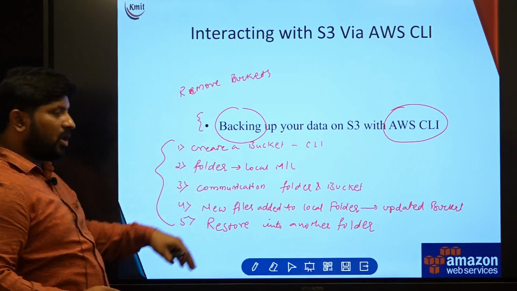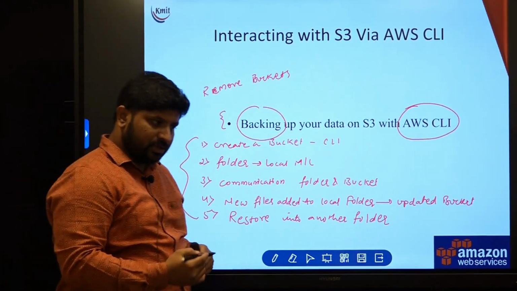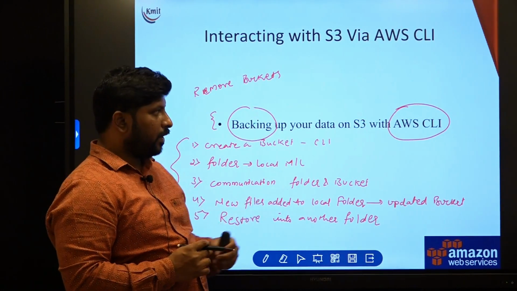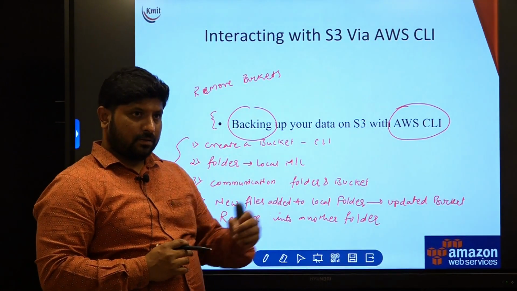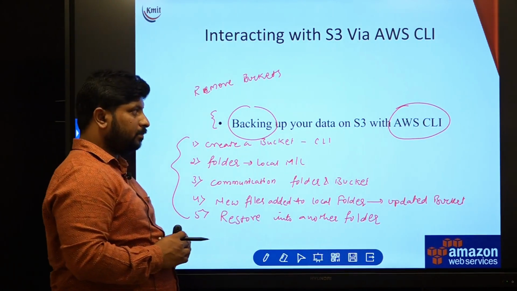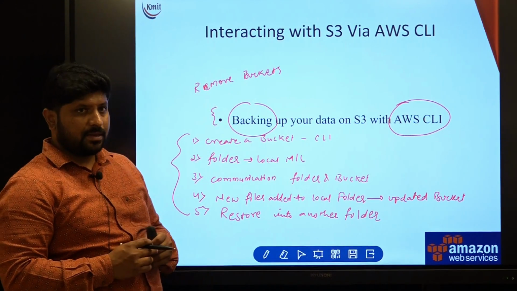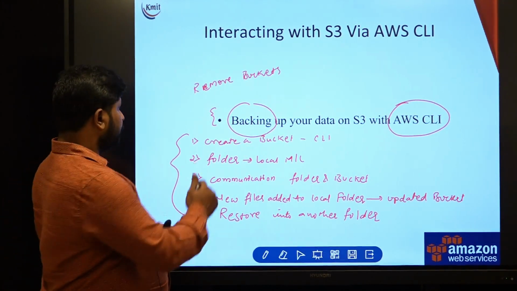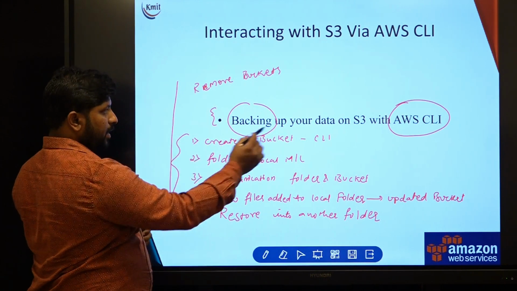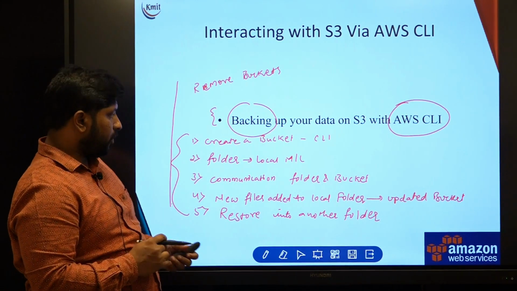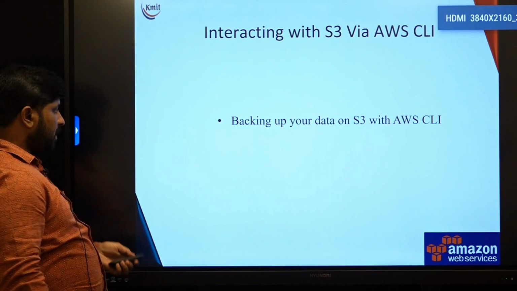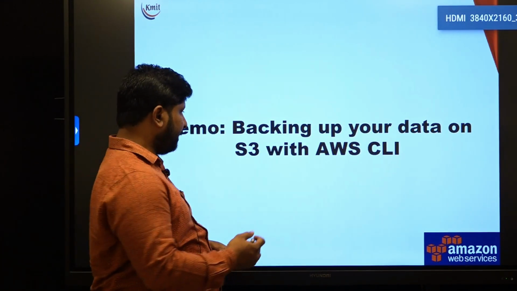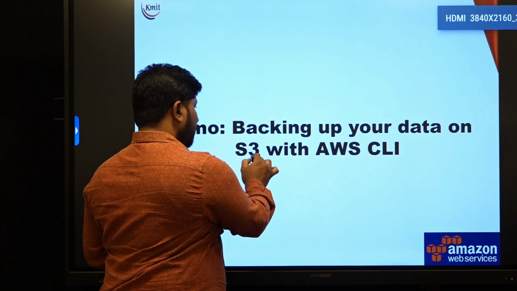To perform all this, we first need to install the installer of AWS CLI. Then we need to configure the account access key IDs and the access tokens on your laptop or PC from wherever you are running your AWS CLI. That we are going to focus on. Next, let us have a demo on how to back up the data onto S3.